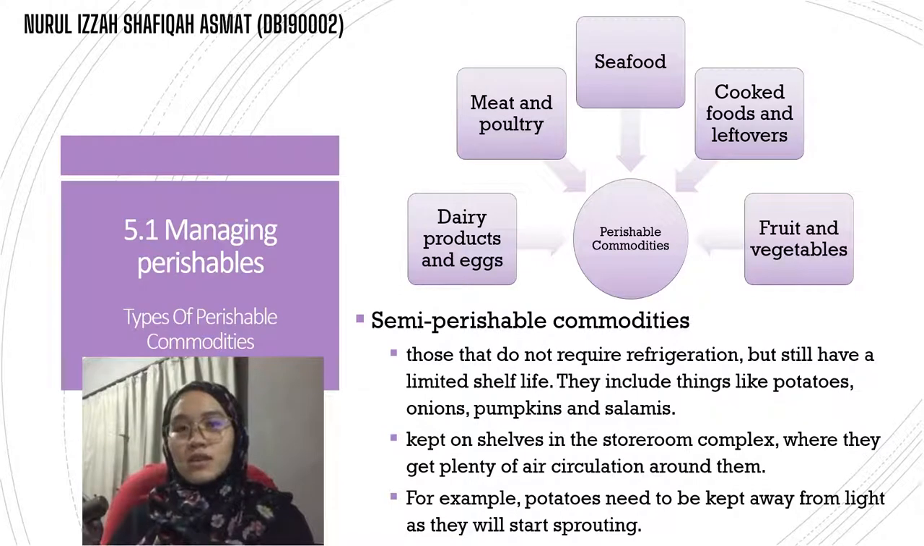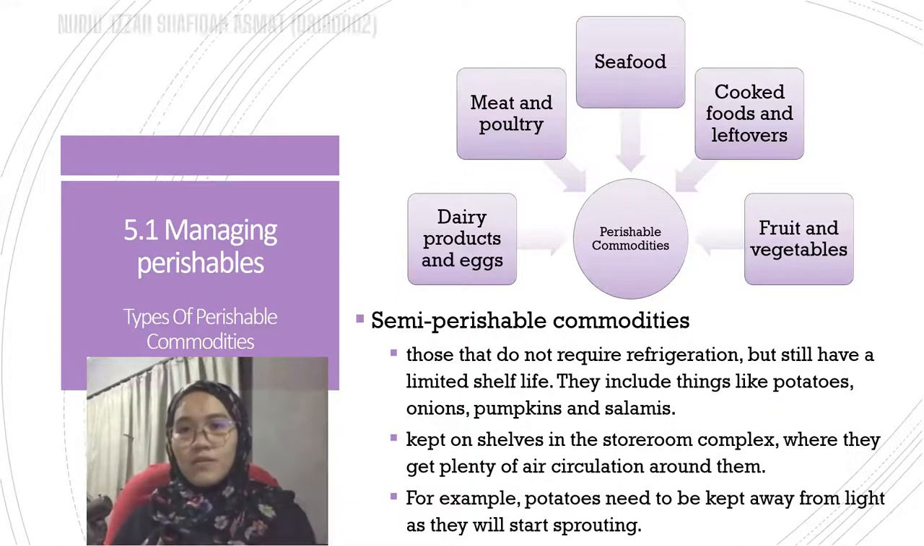They include things like potatoes, onions, pumpkins, and celery. These things are kept on shelves in the storeroom complex where they can get plenty of air circulation around them. For example, potatoes need to be kept away from light as they will start sprouting.